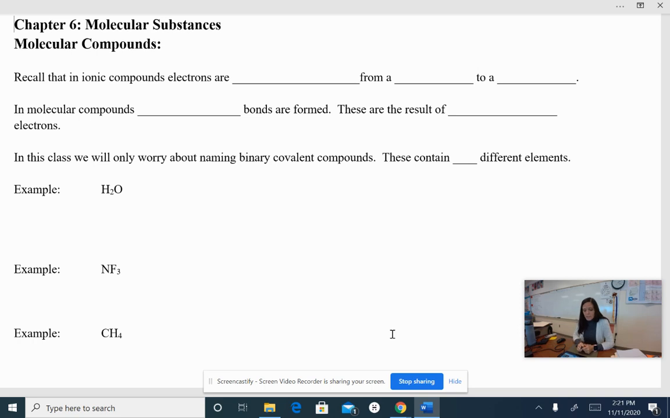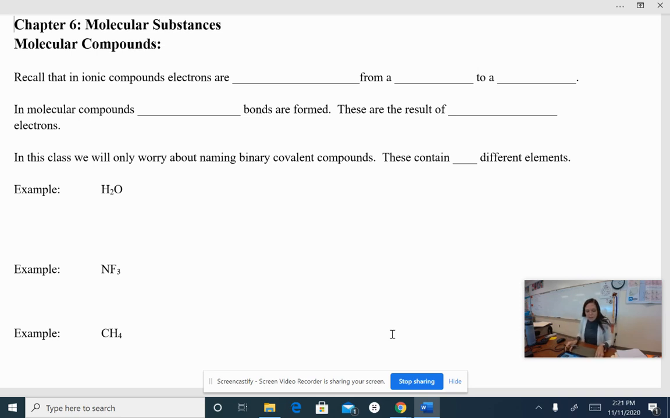Today, we are going to talk about molecular substances. And molecular substances are held together by a different kind of bond. They're held together by covalent bonds. So let's discuss what a covalent bond is and how it is different from ionic.